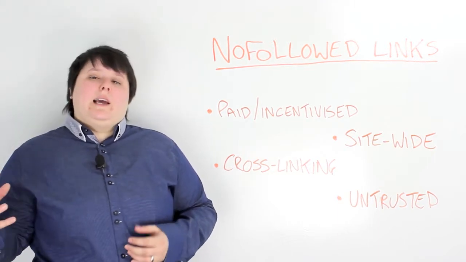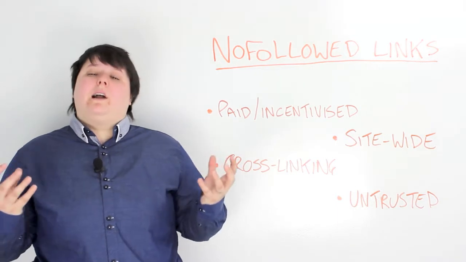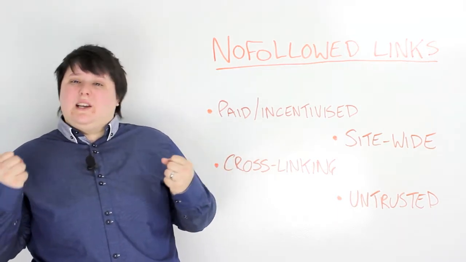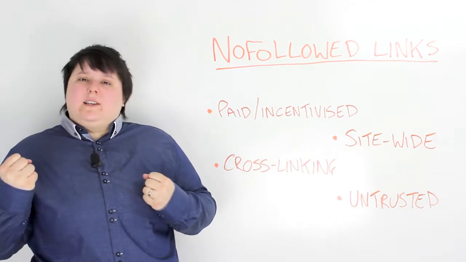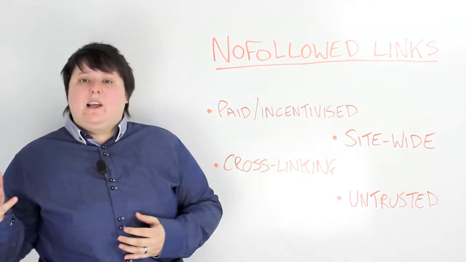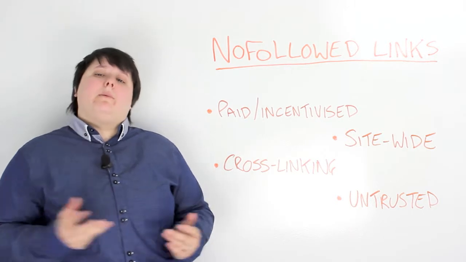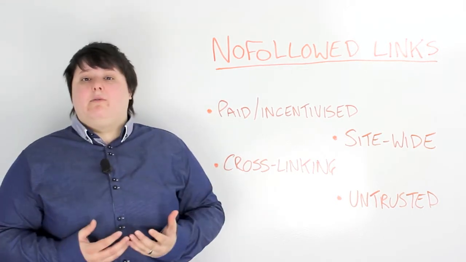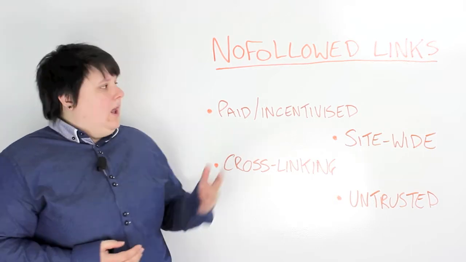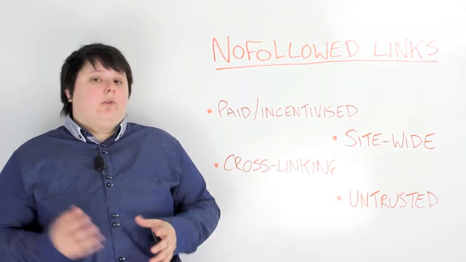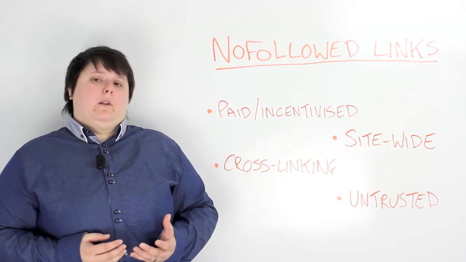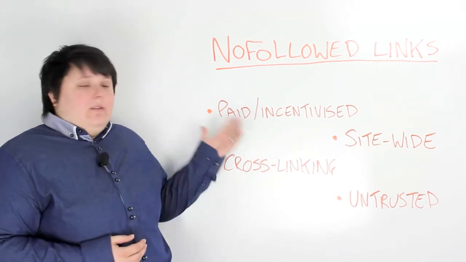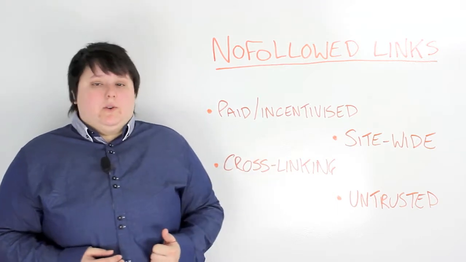Now when a site links to another site, by default that link flows PageRank from the first site to the next. It essentially is a vote. It's the first site saying that I trust this site enough to link to it from my own, so it flows that PageRank through. By no-following a link, by adding the rel equals no-follow code, you're saying that I don't trust this site or I don't want PageRank to flow from one site to the next or one page to the next. And here are a few reasons why you might do that.